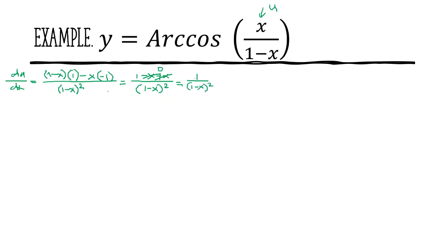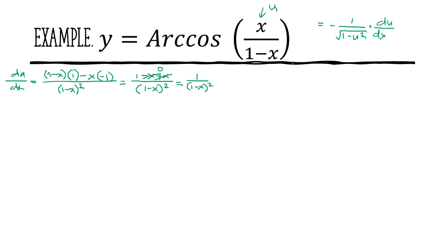Now, after we have derived our u, we have to remember that the derivative of our arc cos is just negative 1 over square root of 1 minus u squared times the derivative of our u with respect to x.